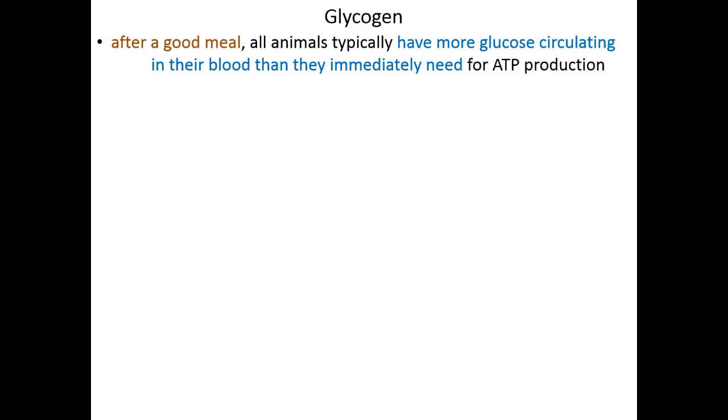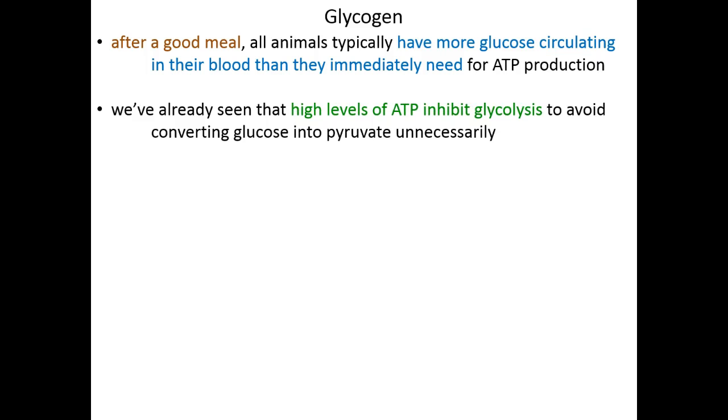After any of us eats a good meal, by that we mean a meal that's high in carbohydrates, we typically have more glucose circulating in our bloodstream than we need to make ATP at the moment. Meals often mean excess for that moment. We don't need all of those molecules right away. We've already seen that high levels of ATP inhibit glycolysis, so if the cells have plenty of ATP on hand and you've just eaten a rich meal, it would be a waste to excrete all of that glucose. It would make a lot more sense to store it somehow.